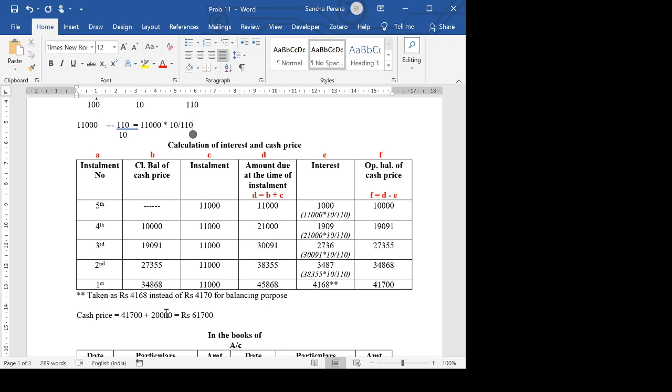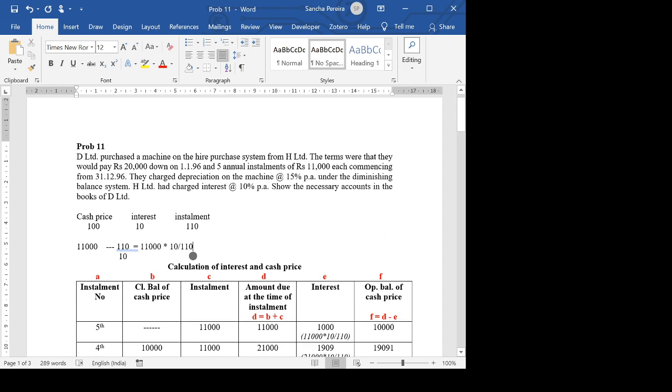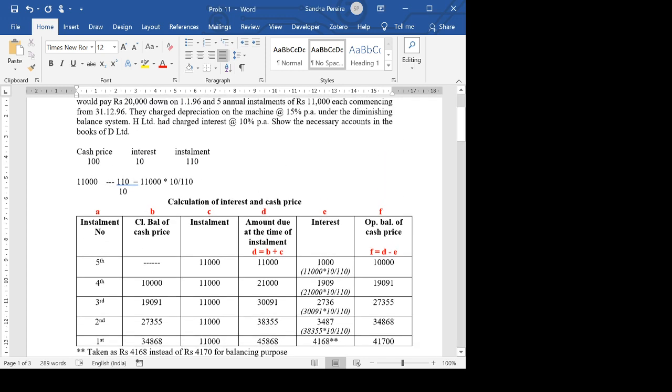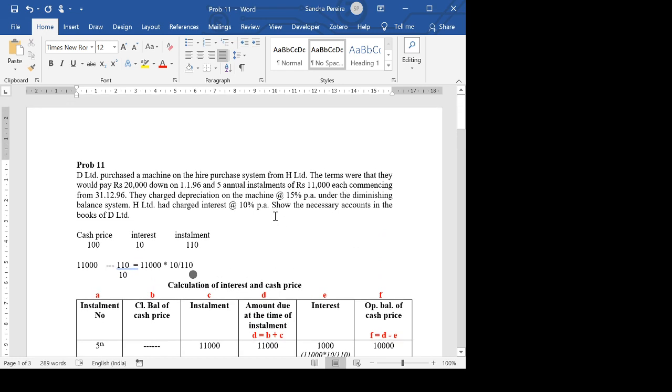Yes. Now, a similar problem in the last, not the last lecture, is, I think, problem 7 or 8, where we did the annuity. Okay. I'll just open that problem just to make things a little clear. So, they've asked us to show the necessary ledger accounts in the books of D Limited. Okay.